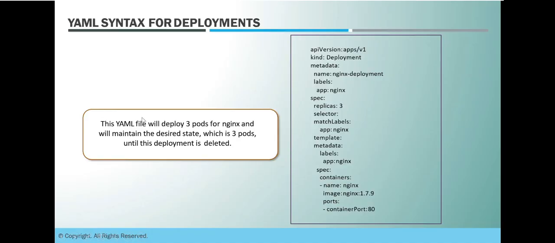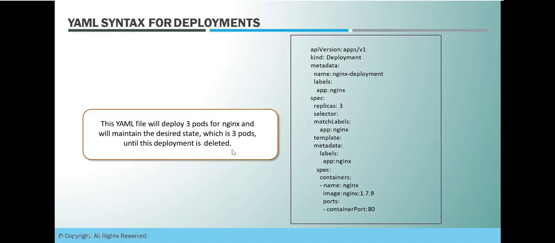How is a deployment created? You can create a deployment using the command line, where you need to write a long command. The preferred way of writing a deployment, like I said, in Kubernetes everything can be written in YML, and can be created using kubectl apply or create. Similarly, deployments also can be written as a YML file, and you can see a sample YML file on my screen. This YML file will deploy 3 pods for Nginx and will maintain the desired state, which is 3 replicas for my Nginx pods, until this deployment is deleted.